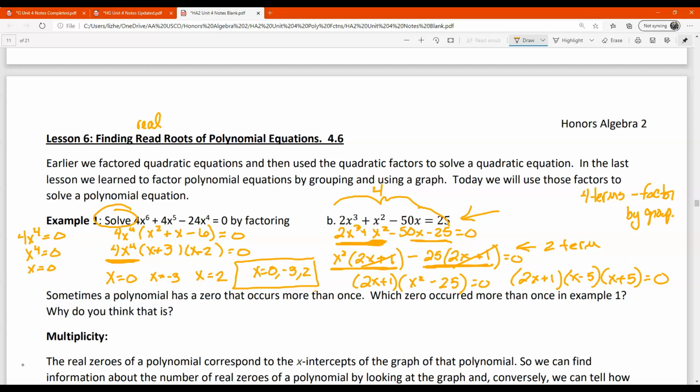So the solutions then are the x values, or the zeros. So therefore, my x equals, right here I get the answer of -1/2. Here I get the answer of 5. And here I get the answer of -5.